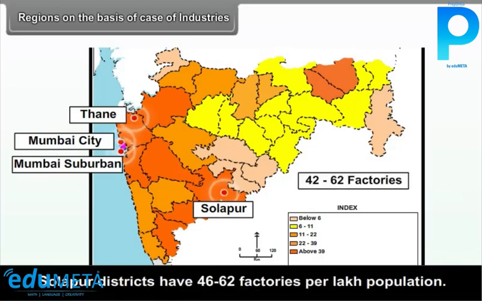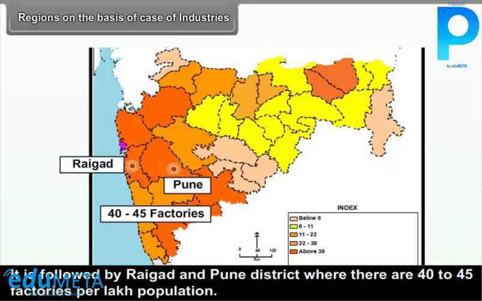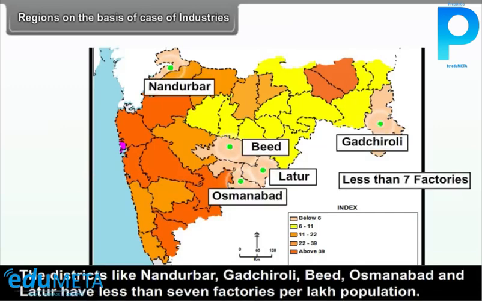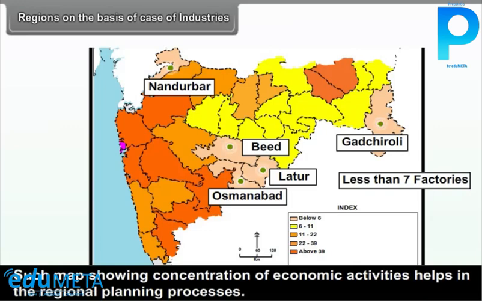These have 46 to 62 factories per lakh population. It is followed by Raigad and Pune districts where there are 40 to 45 factories per lakh population. These are the regions of greater concentration of industries. The districts like Nandurbar, Gadchiroli, Bir, Osmanabad and Latur have less than 7 factories per lakh population. Such maps showing concentration of economic activities help in the regional planning processes.